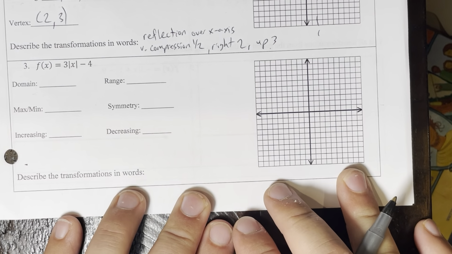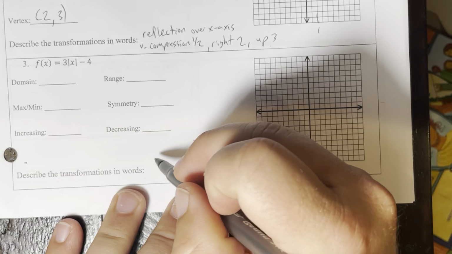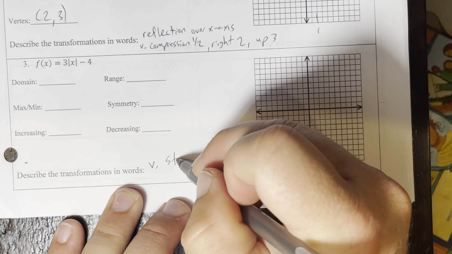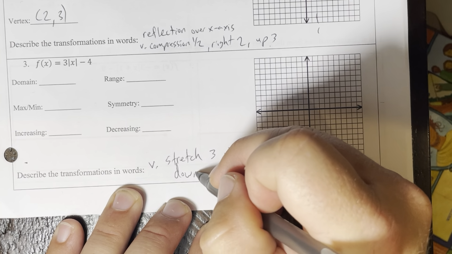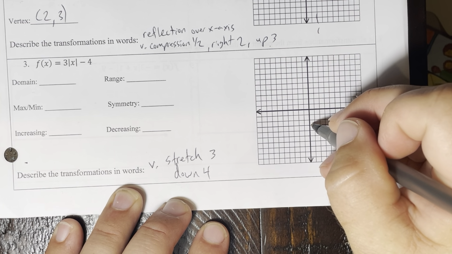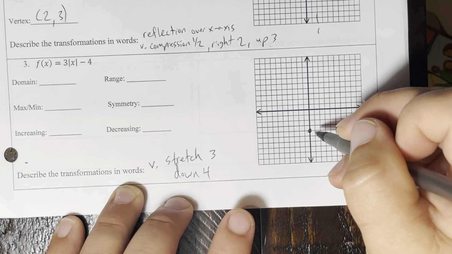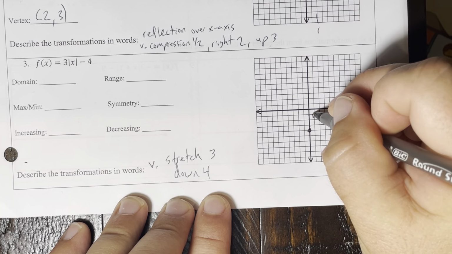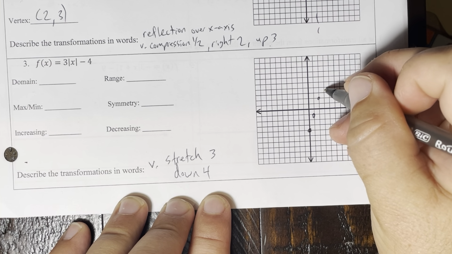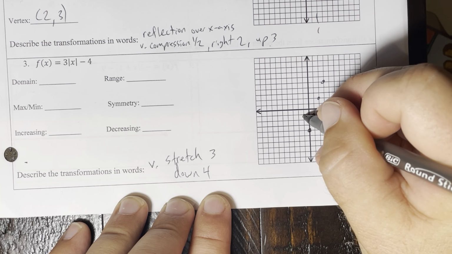This one, my transformations, we've got a vertical stretch by 3. And then down 4. So 1, 2, 3, 4. And then my slope is 3. So we're going up 3 over 1. Same thing on the other side.